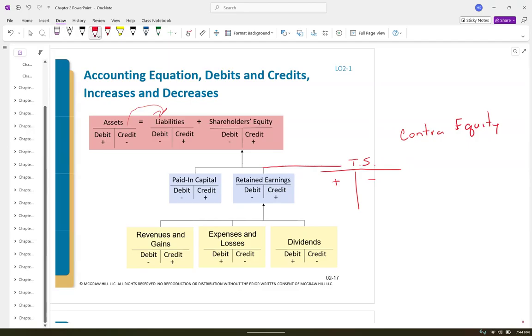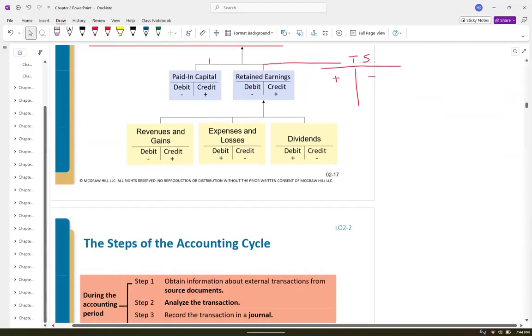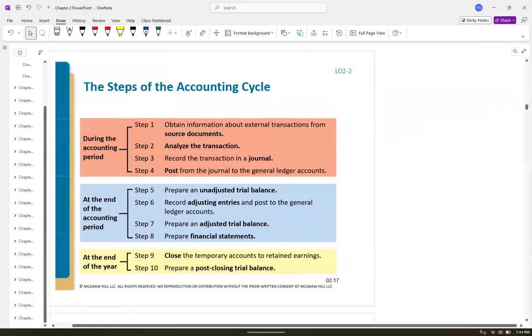Our revenues and gains, normal credit. Expenses and losses have a normal debit balance. Dividends have a normal debit balance. But really, maybe this would be that temporary account that would ultimately be closed to the retained earnings. So here are the steps in the accounting cycle.